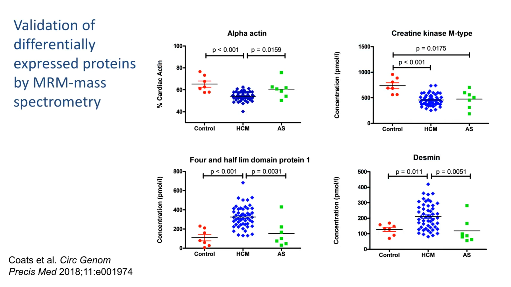The authors used MRM mass spectrometry to assess 33 of the previously identified proteins in the validation cohort, which comprised mostly HCM samples with smaller numbers of control samples and samples from aortic stenosis patients. They found a total of 8 proteins to be significantly altered between the HCM and control groups, including the proteins indicated in the graphs shown here.